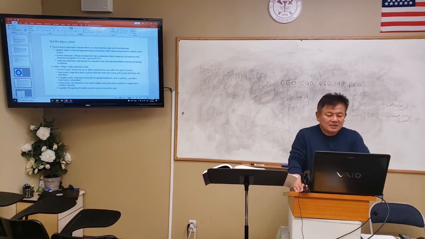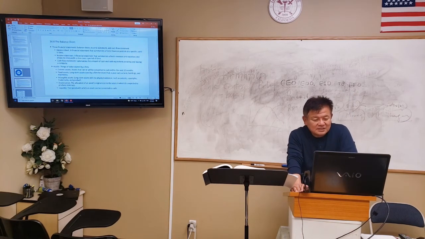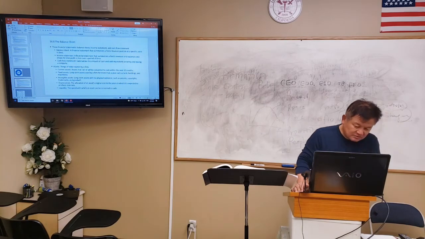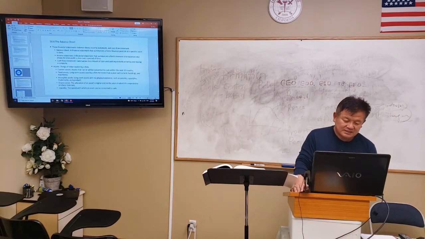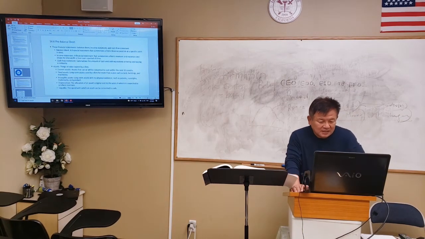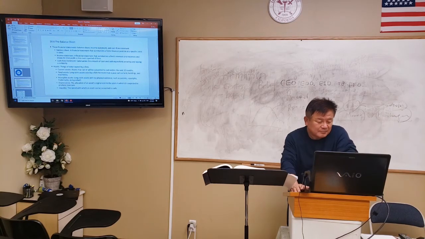Anyway, there are three kinds of financial statements: balance sheet, income statement, and cash flow statement. First, we know the asset. Asset minus liability equals net worth. Asset means things of value owned by the company. Assets consist of current assets, fixed assets, intangible assets, depreciation, and liquidity. This is the accounting part.